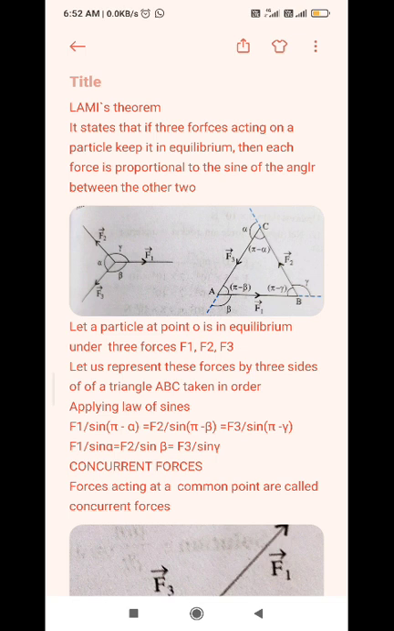From trigonometry, we know the law of sines: in a triangle, each side divided by the sine of the opposite angle is the same. So AB divided by sine C is equal to BC divided by sine A, and CA divided by sine B. AB is F1 and angle C is pi minus alpha, so we get F1 by sine of pi minus alpha is equal to F2 by sine of pi minus beta, and F3 by sine of pi minus gamma. Now sine of 180 minus A is sine A, since sine is positive in the second quadrant, so we get F1 by sine alpha is equal to F2 by sine beta is equal to F3 by sine gamma. So that way we prove Lami's theorem.